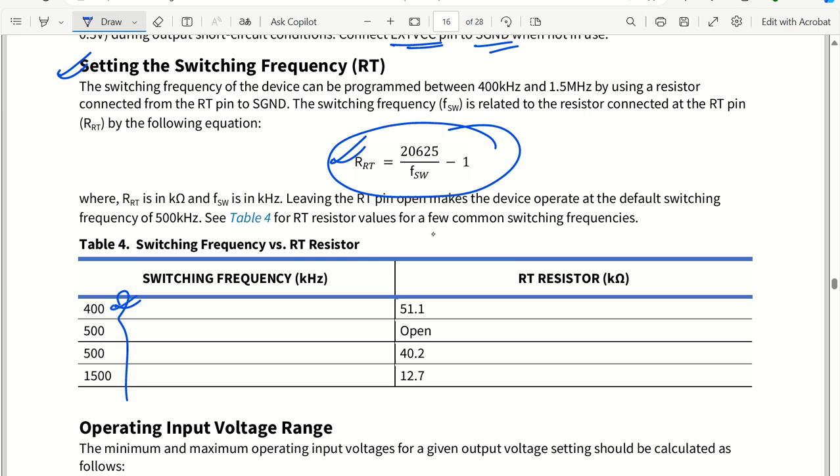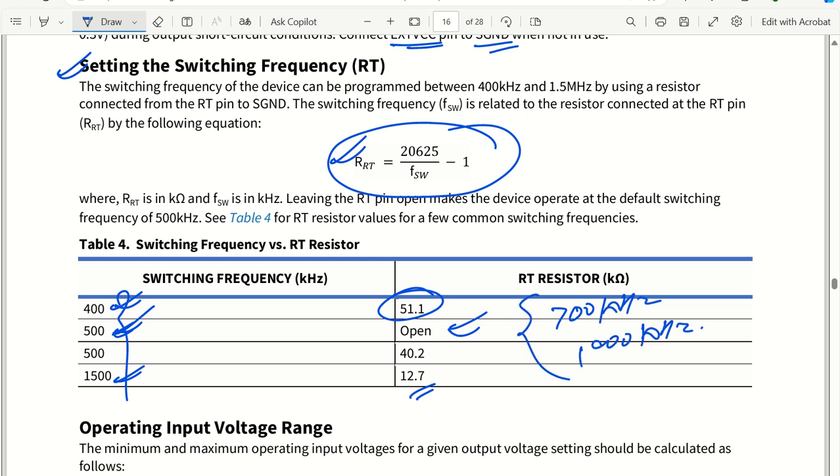So if you want to work for 400 kilohertz, you have to attach a 51.1 kilo ohm RT resistor. If you keep it open, you can have a 500 kilohertz operation, otherwise 1500 kilohertz for 12.7 kilo ohm. So generally we try to work with the open condition itself, like 500 kilohertz. So this is more than sufficient. Otherwise, if you want, you can always work with 700 kilohertz or 1000 kilohertz, that is 1 megahertz.